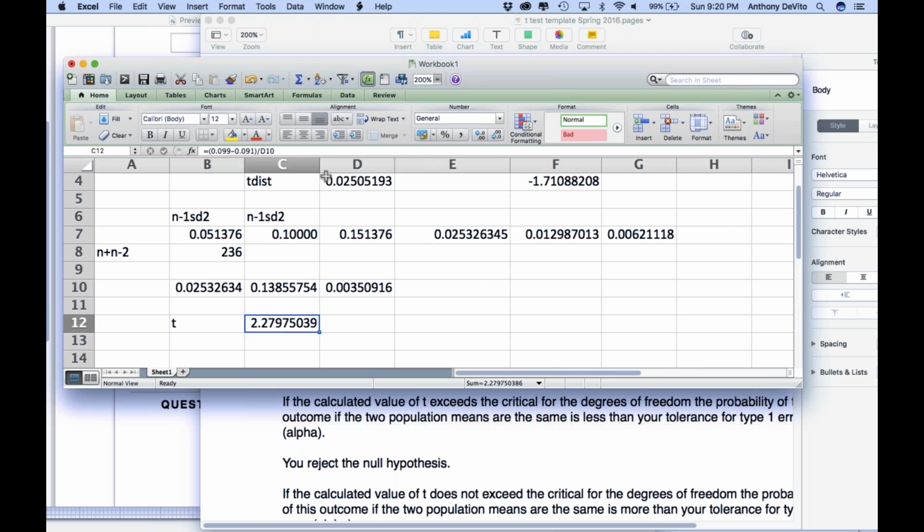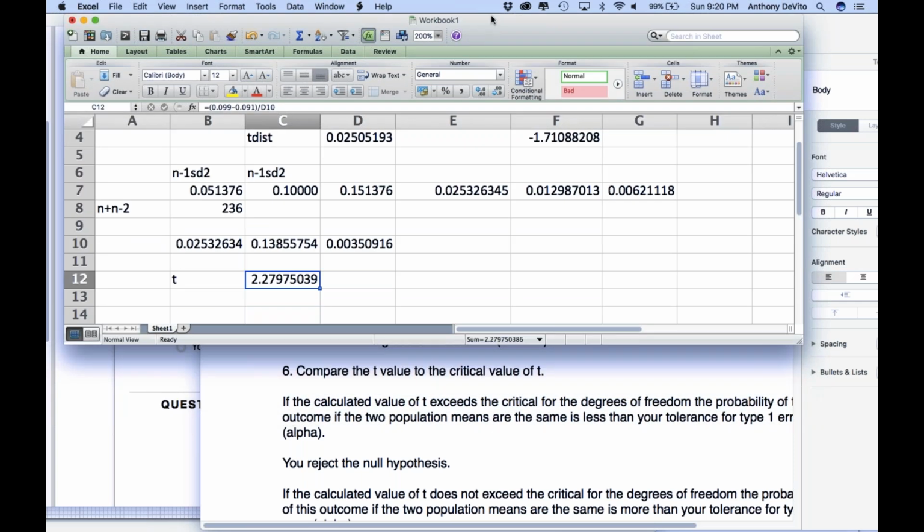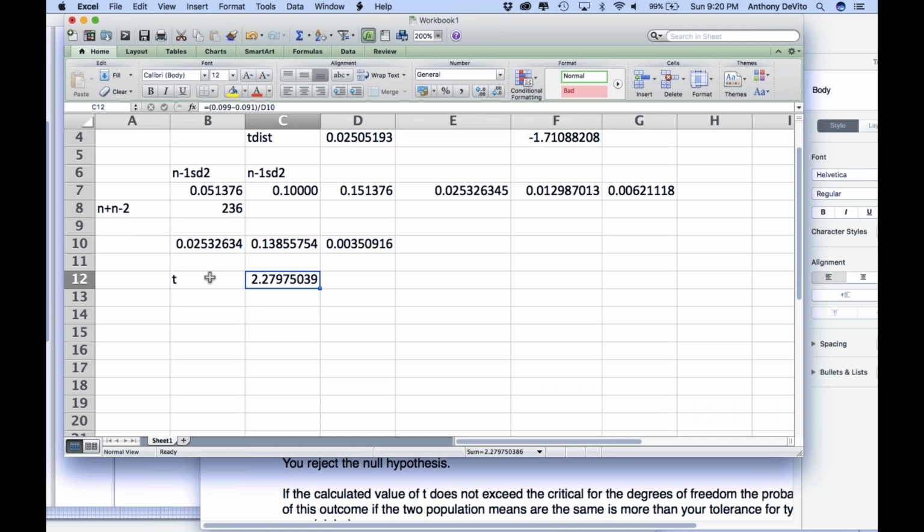Now let's get back to the point though. The point is, can I reject my null hypothesis? This is the t-value that I calculated, correct? That's the t-value that I calculated. What's my t-critical for this problem? Okay, if you go back to the sheet there, how do you calculate it?